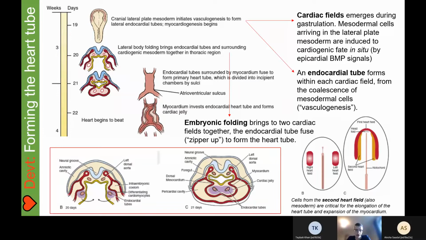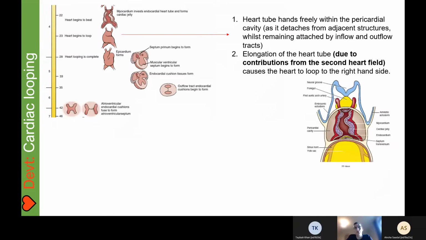You have the heart field developing in the lateral plate mesoderm. So you have this heart tube. It's formed by the fusion of the 2 endocardial tubes with embryonic folding. And this is what is going to begin to undergo morphogenesis and form the adult heart. How does it do that? Well, it becomes detached from its surrounding structures, except for the inflow and outflow tract, and it begins to grow. And if you have growth within a confined space, you are going to have looping and folding. And in the case of the heart, it folds towards the right-hand side.